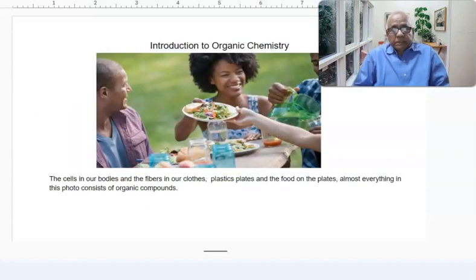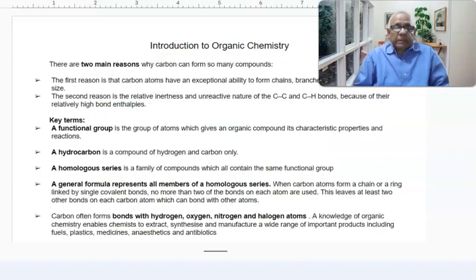The cells in our bodies, the clothes, fibers, plastic plates, food on the plastic plates, almost everything in this bottle consists of organic compounds. There are two main reasons why carbon forms so many compounds. The first reason is that carbon atoms form branch chains and rings of varying sizes. The second reason is the relative inertness of carbon-carbon bonds and carbon-hydrogen bonds because of their relatively high bond enthalpies.